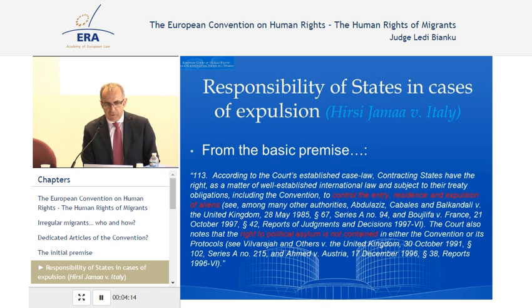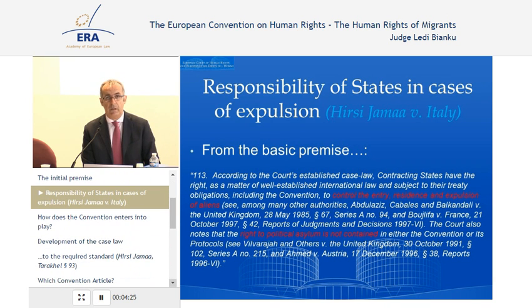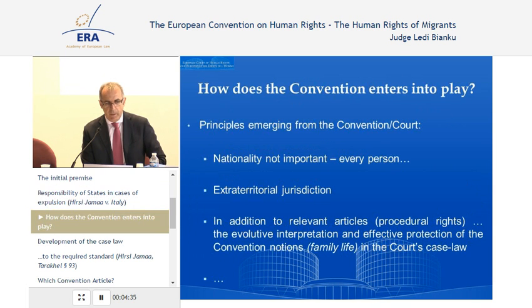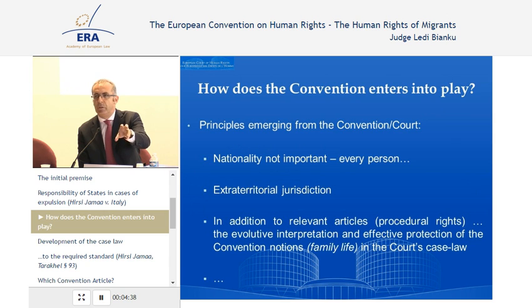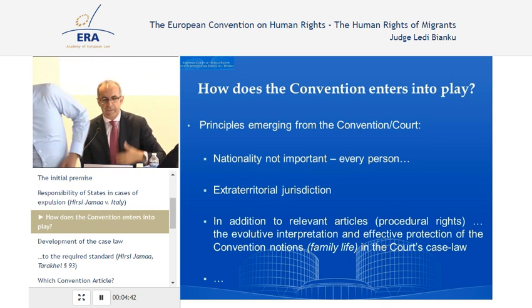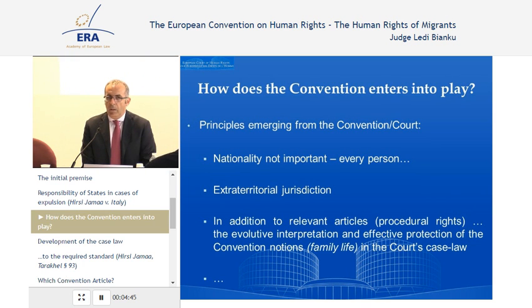So in here, the court said again that the control of the entry, residence, and expulsion of aliens is, in accordance with international law, a matter for member states. However, we move from this initial premise, and we see these are legal instruments used by the court, especially with the aim of the effective protection of convention rights, for example, the right to life, procedural rights, the right to be protected against torture and ill treatment. All these have brought about development of the case law, family life as well.